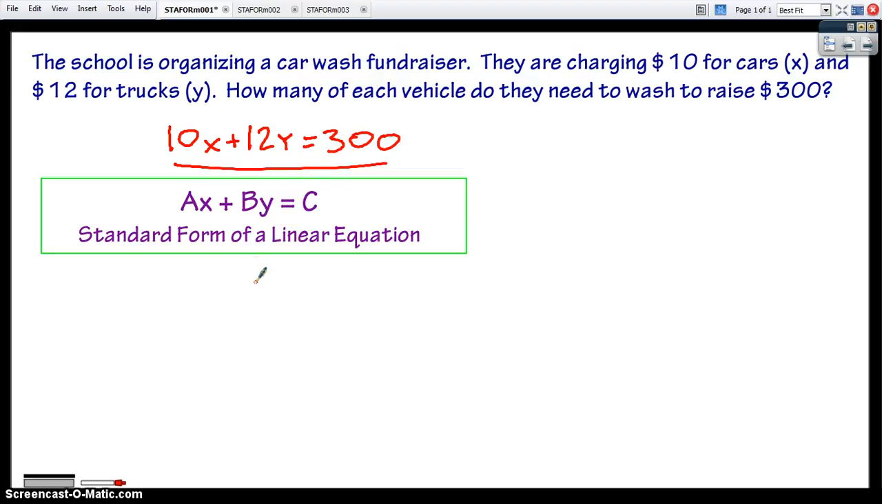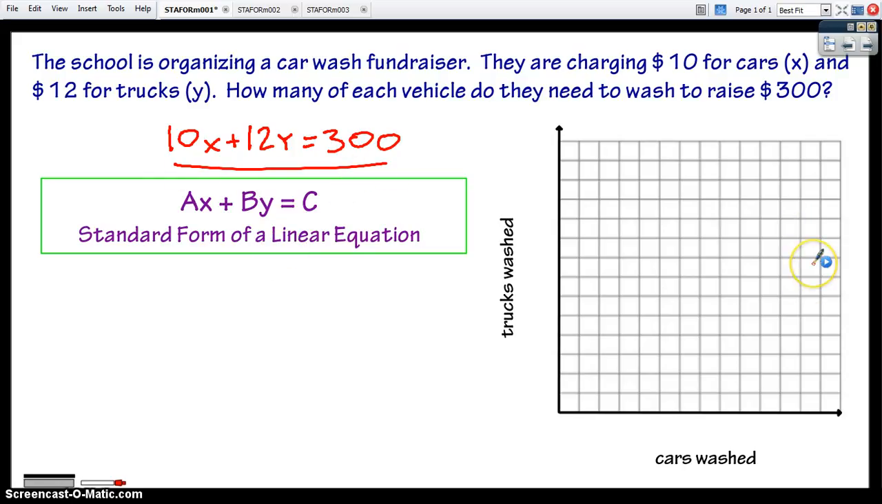Now this is where standard form is the most helpful. Let's say we want to actually graph this information, because there are multiple combinations here that will work. I could skip all the trucks and just wash 30 cars. I could skip all the cars and wash 25 trucks. I could do a combination. Anytime we're looking at multiple answers, it's always a good way of showing it when we can graph it.